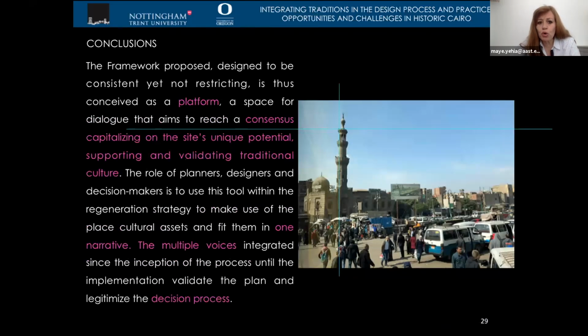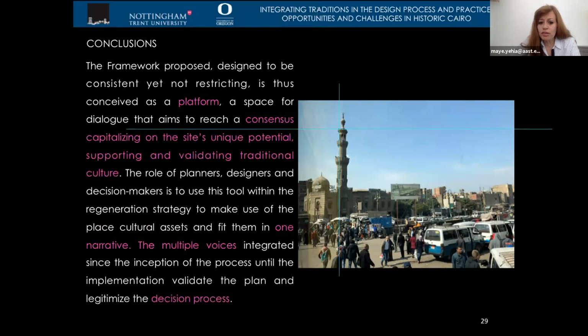The framework proposed, designed to be consistent yet not restricting, is thus conceived as a platform, a space for dialogue that aims to reach a consensus, capitalizing on the site's unique potential, supporting and validating traditional culture. The role of planners, designers, and decision makers is to use this tool within the regeneration strategies to make use of the place's cultural assets and fit them in one narrative.